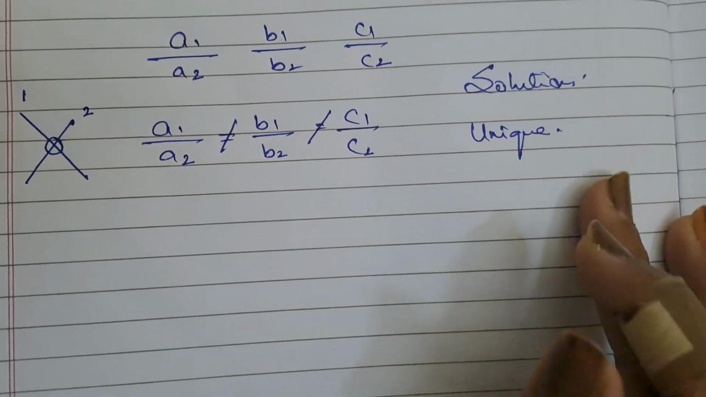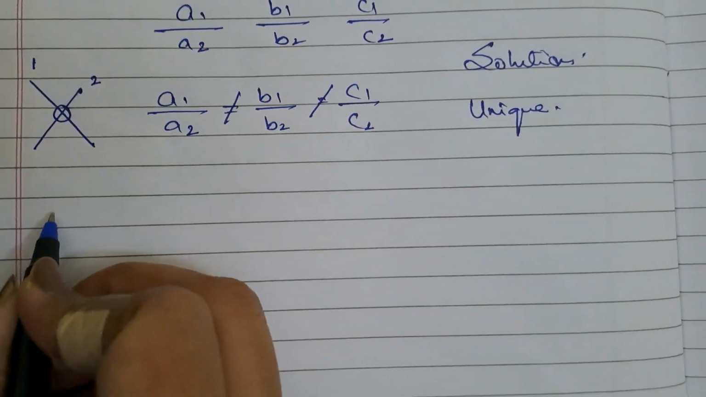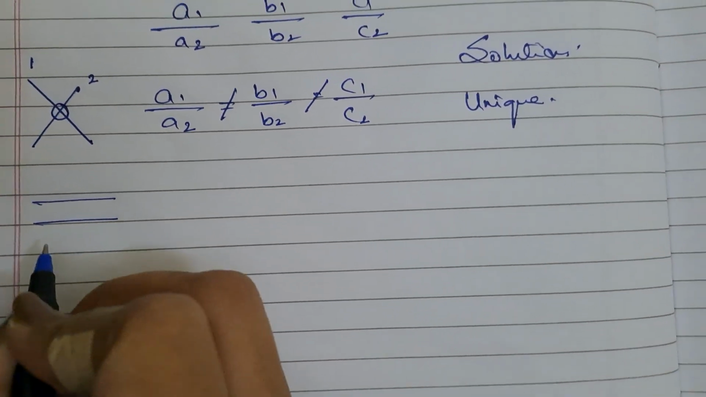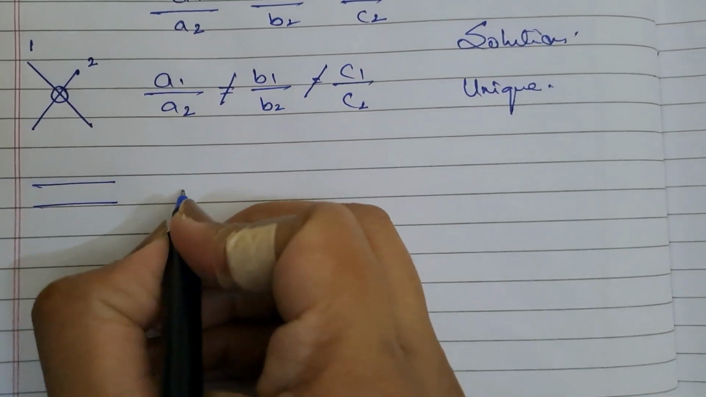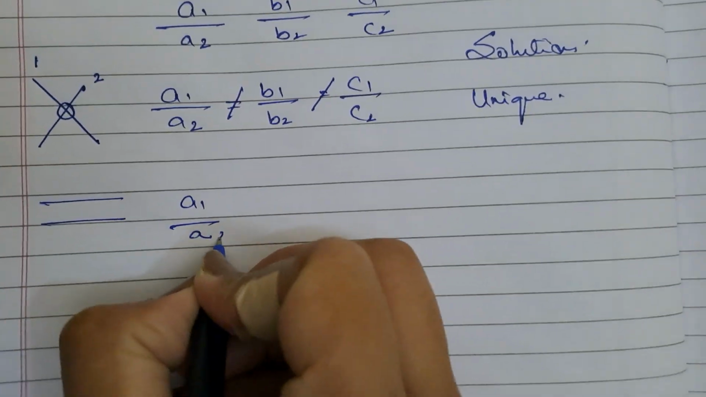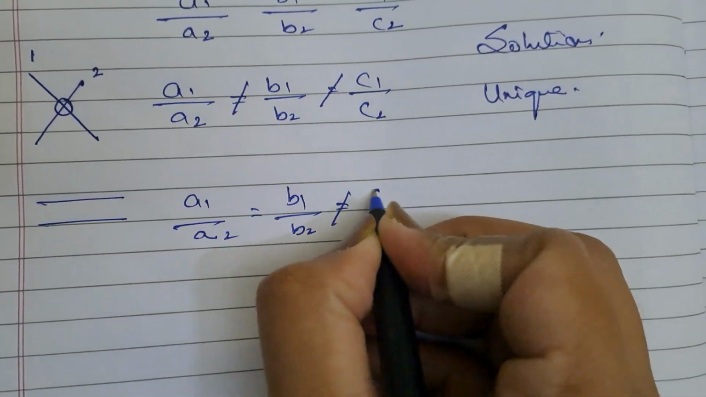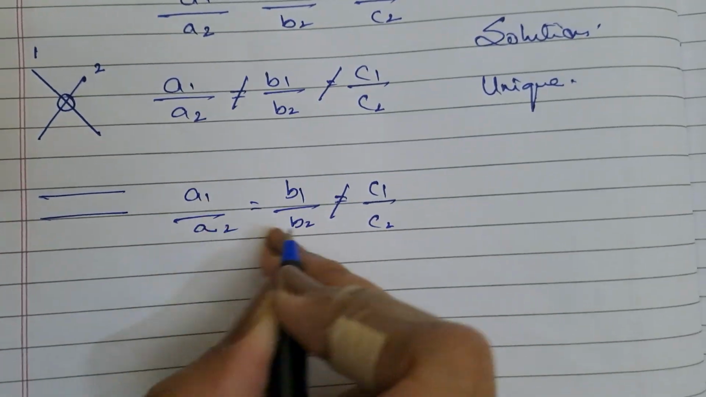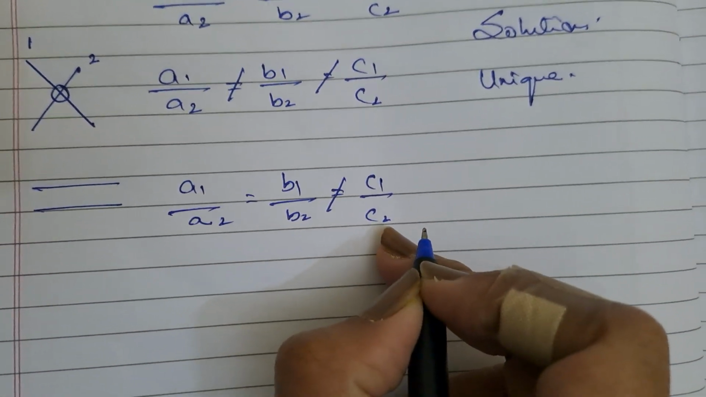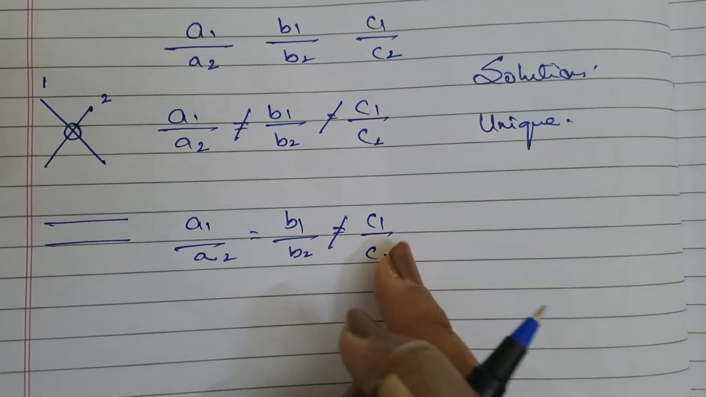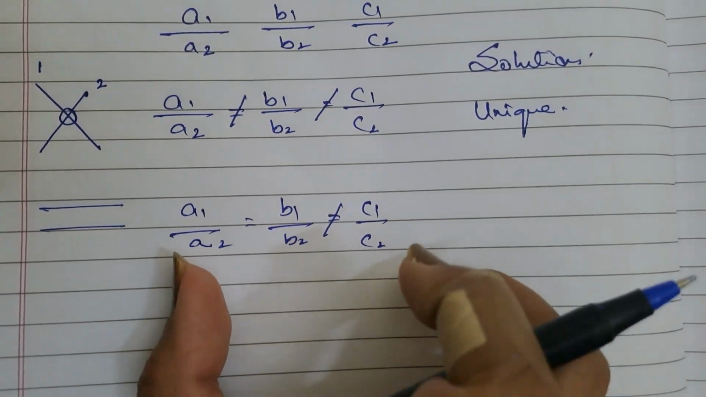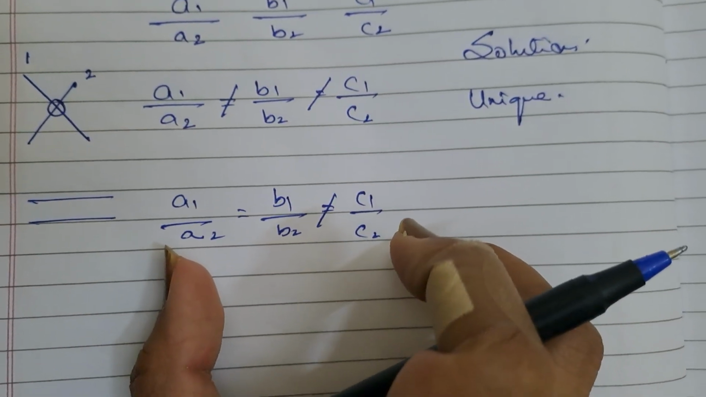Okay, moving ahead, I have another set of lines which are called the parallel lines. Now when I talk about the parallel lines, the ratio a1 by a2 will be equal to b1 by b2, but it will not be equal to c1 by c2. The first two will be equal and the third one will not be equal. That is how I know the parallel lines.